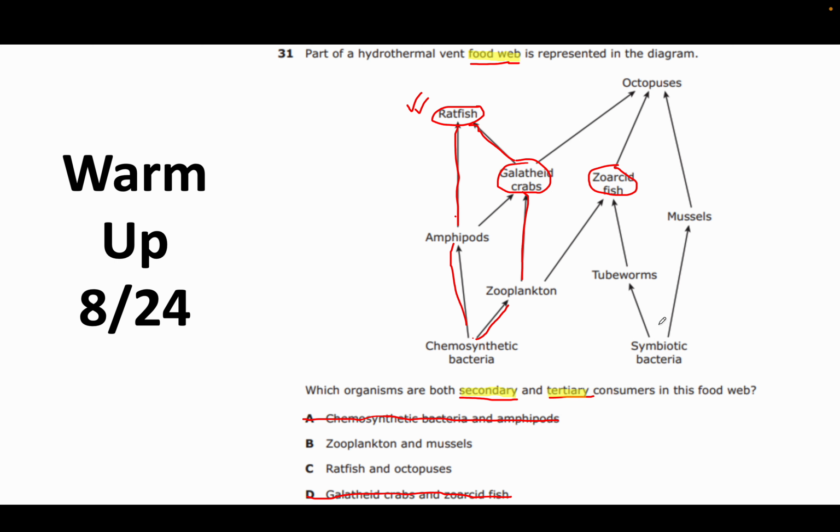So let's see if it fits. So starting from down here, we have our symbiotic bacteria, which exist inside of the tube worms. And what this symbiotic bacteria does is it takes certain materials and minerals from the deep ocean and converts it into carbohydrates. The tube worms are going to act as your primary consumer.